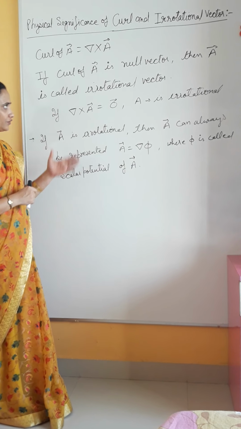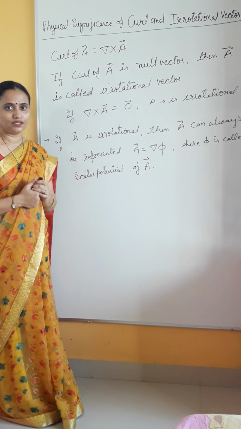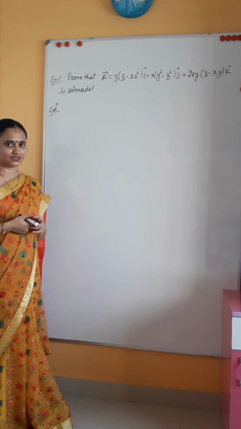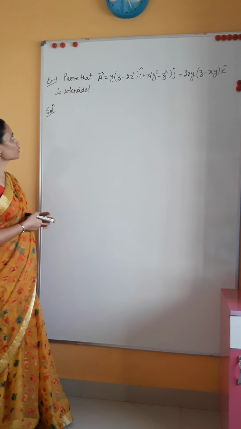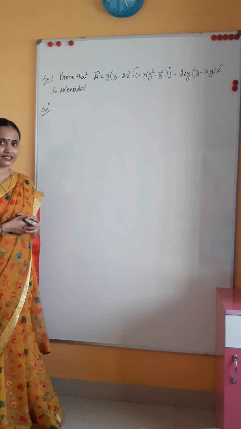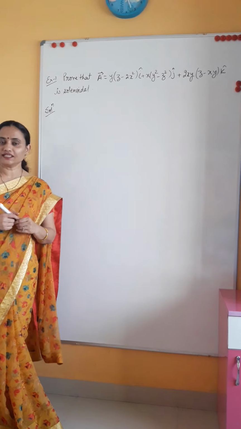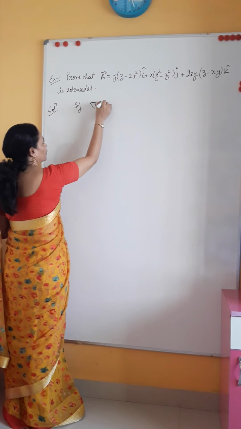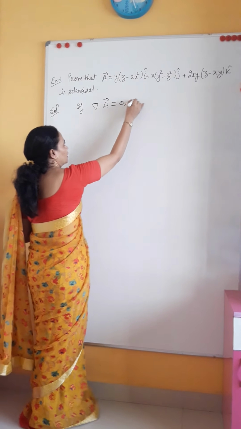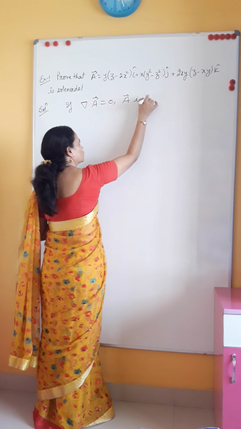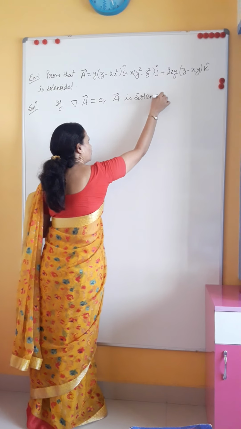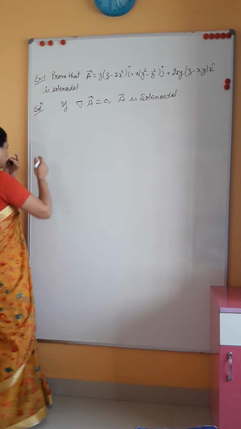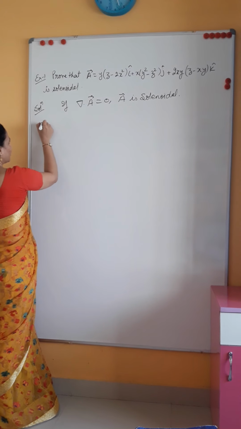Okay. So now we'll solve some questions for this and let's see if you will understand it better. So let's say first example: prove that the given vector A is a solenoidal vector. So what is the condition for solenoidal vector? If del dot A is 0, then A is solenoidal. So what we have to show is that divergence of this vector function is 0. So let's find out the value. What is del dot A?